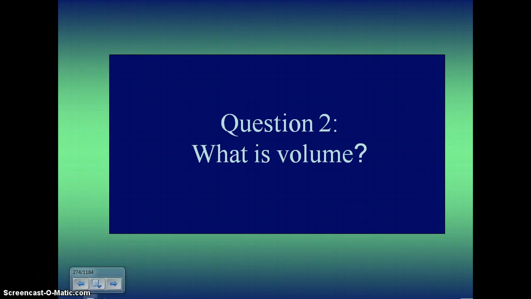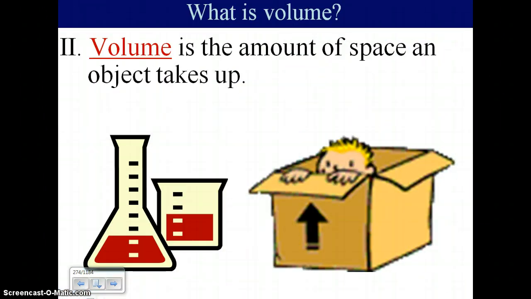We also asked ourselves the question, what is volume? And we learned that volume is the amount of space an object takes up. What that means is that volume is the size of something, how big or how small it is. So mass is how heavy or how light something is, what it weighs on Earth, and volume is how big or how small something is.